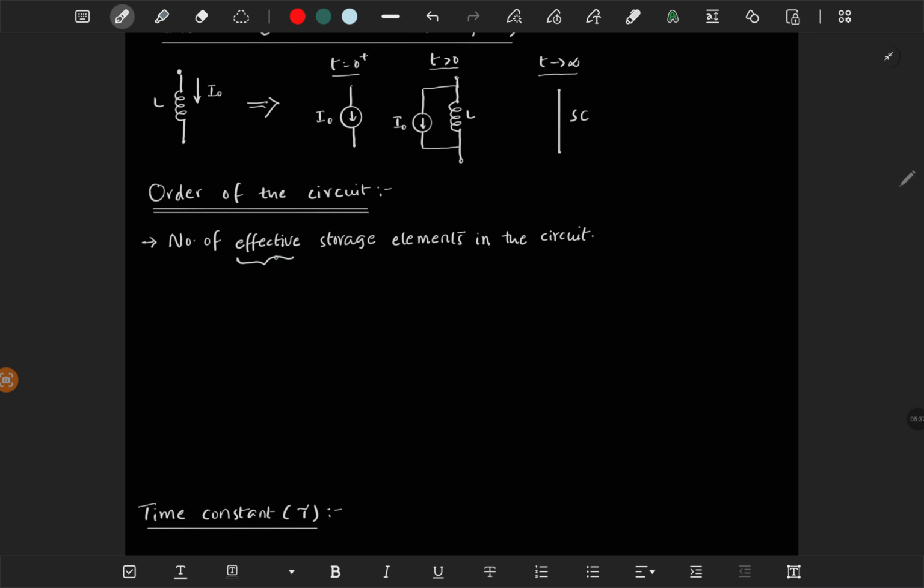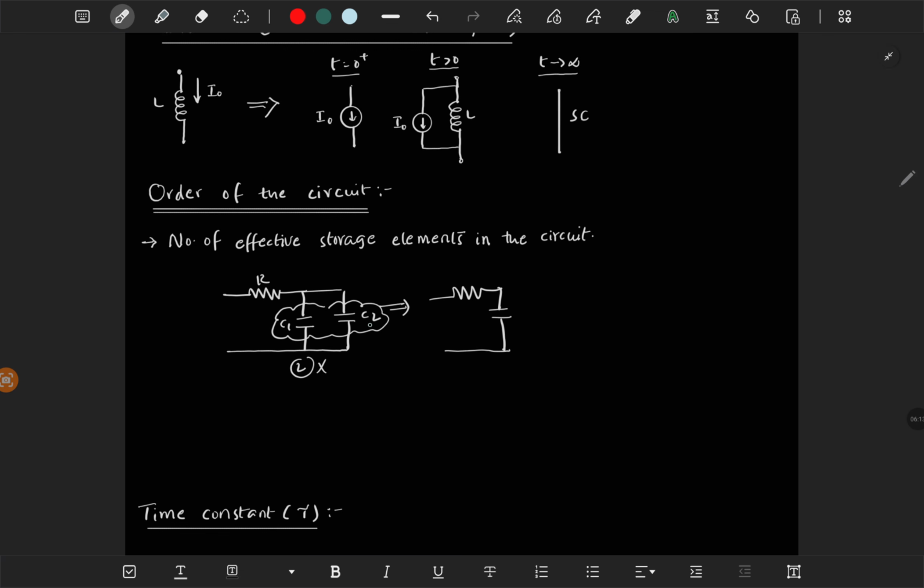This word effective is important. Suppose, for example, we have this circuit. Here we have two capacitors C1 and C2. It does not mean the order of the circuit is 2. This is wrong, because we can combine these two capacitors, right? So we will write this circuit with only one capacitor by combining these two. So this is effectively a first order circuit. That is what effective means.